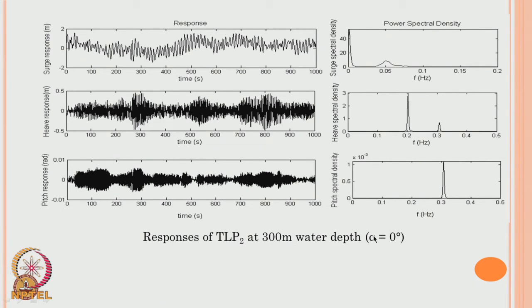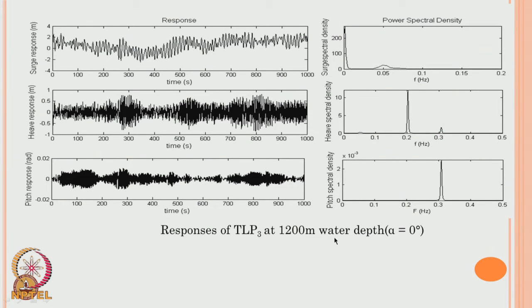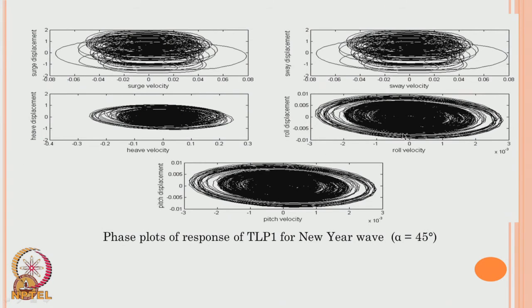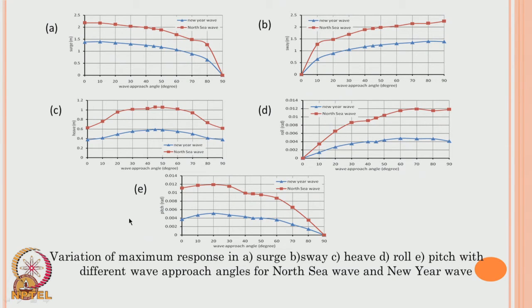They are also sensitive with respect to the water depth. As you see here, the responses for deeper water depths are significantly different from those for the shallow water depth. Phase plots of the response under the New Year wave show in heave an extended elliptical approach, which shows the platform still remains stable, however the platform is challenged in the stiff degrees of freedom as you see here. One can also see the maximum variation in the response under the New Year wave and the North Sea wave, comparing these two in all 6 degrees of freedom.